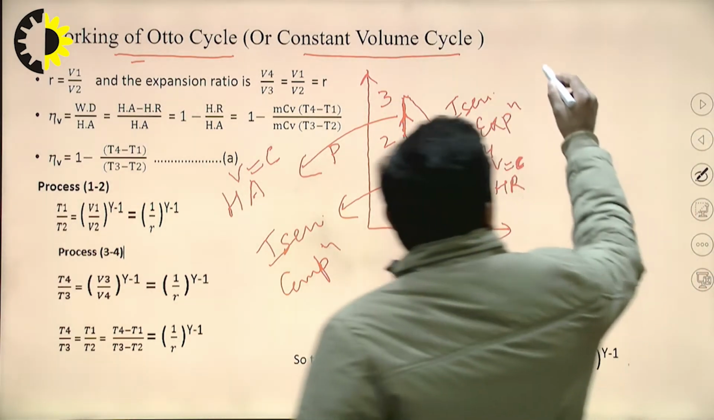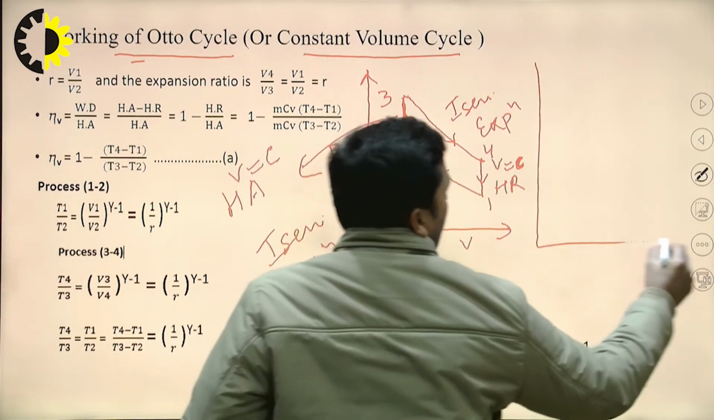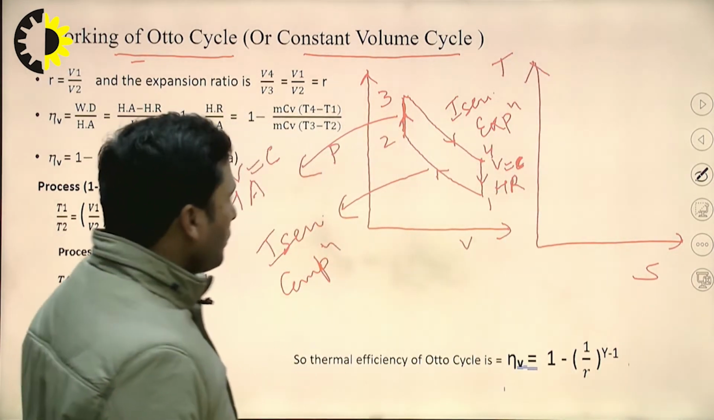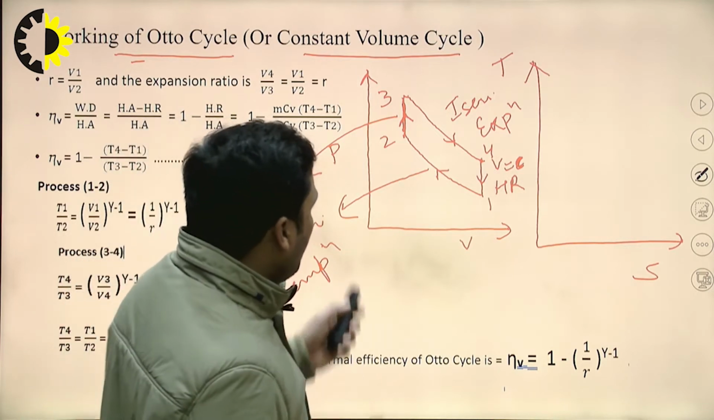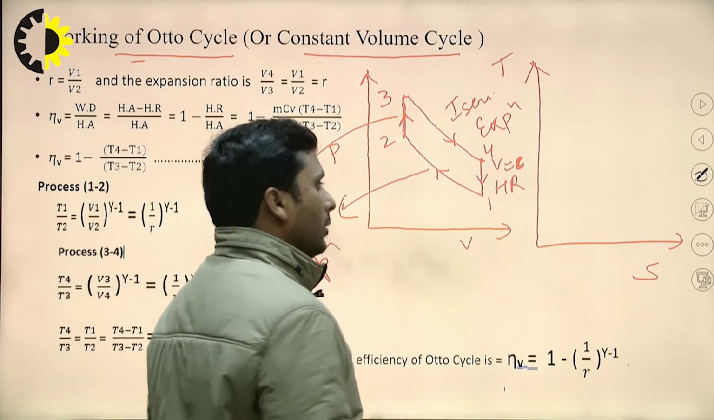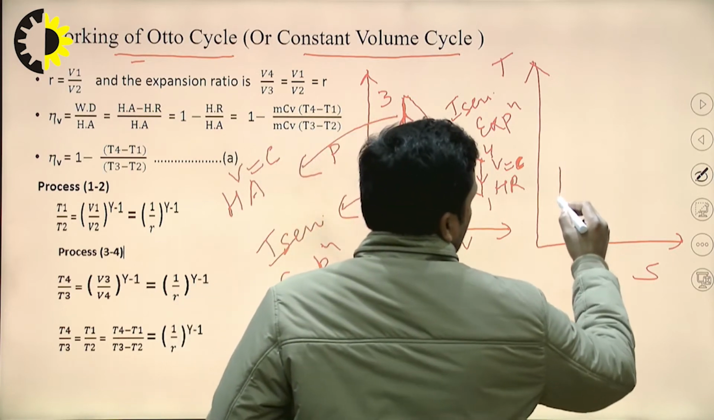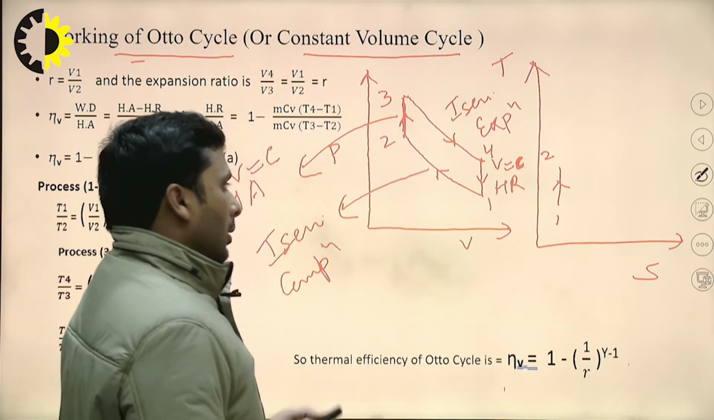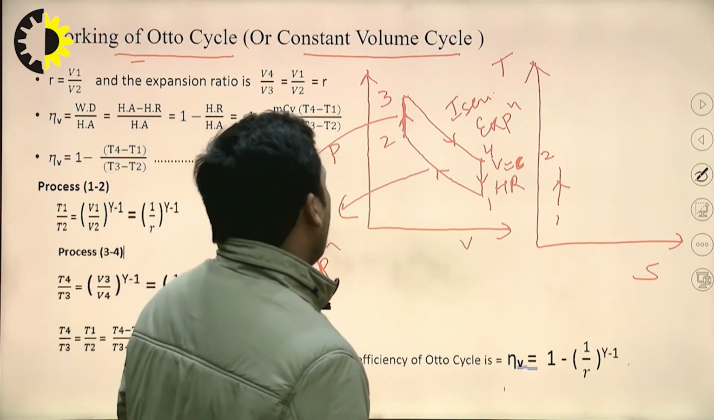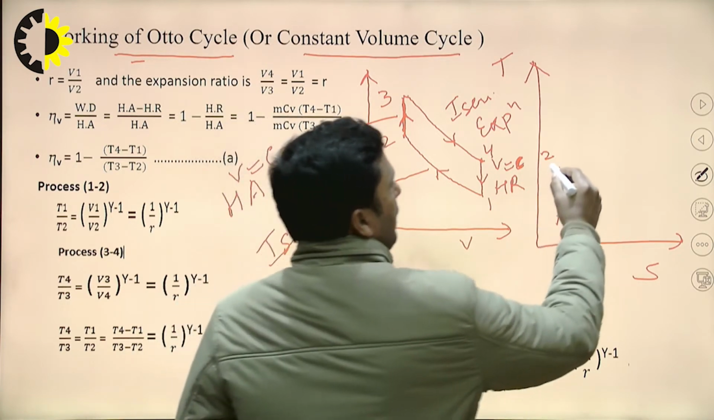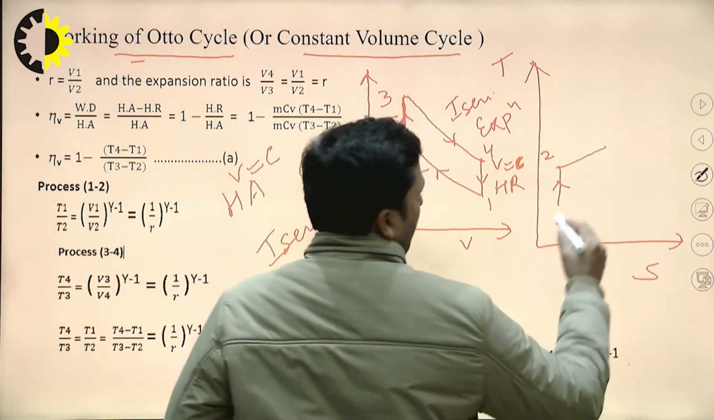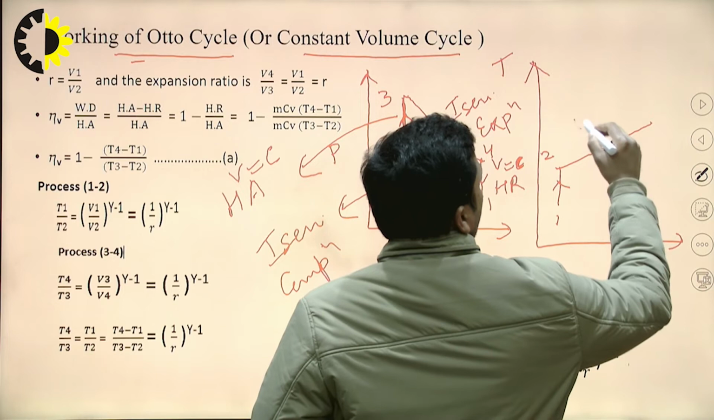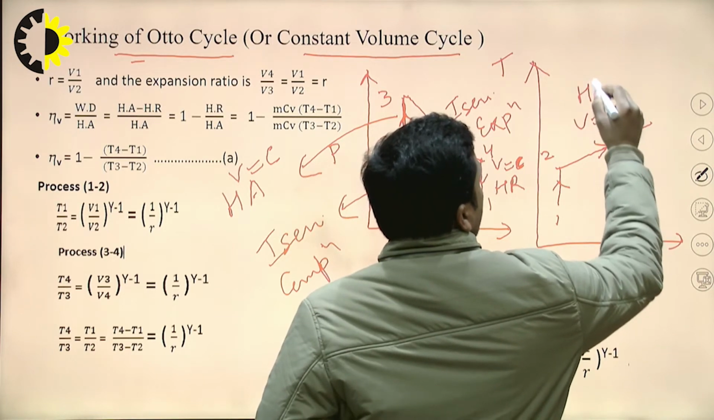Similarly, the temperature entropy diagram in case of Otto cycle is, as we know that process 1 to 2 is isentropic compression process. So on the TS diagram, process 1 to 2 is isentropic compression process, and 2 to 3 is constant volume heat addition process. And we know that in case of TS diagram, this is the constant volume process, constant volume heat addition.